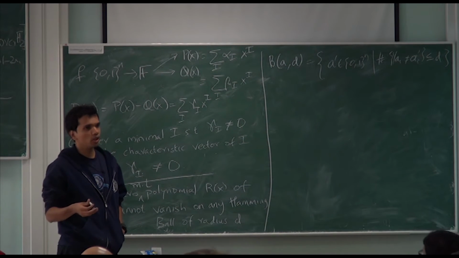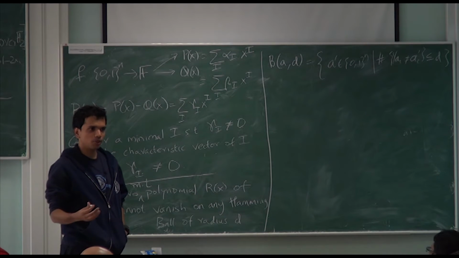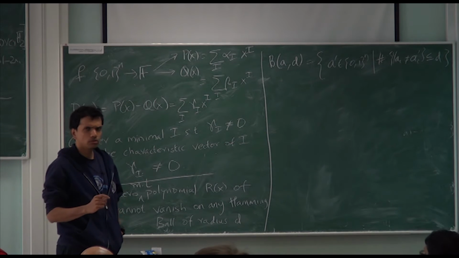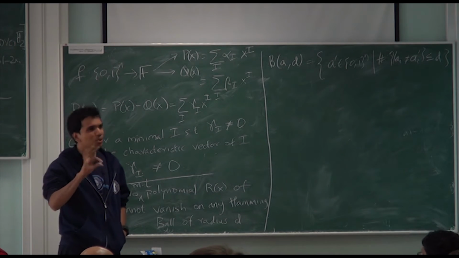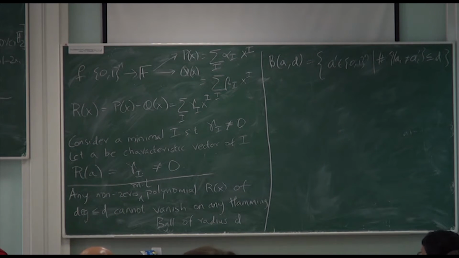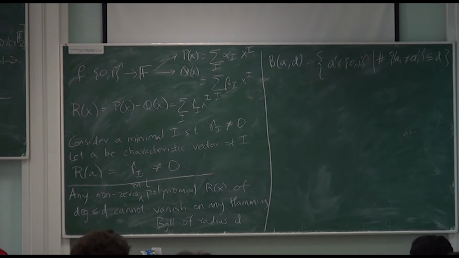Right. Because a non-zero polynomial of degree d is non-zero on at least a 1 over 2 to the d fraction of the hypercube. So yes, it has to. Maybe there's something related to 2 to the n minus d there. Okay, sorry. But all right.